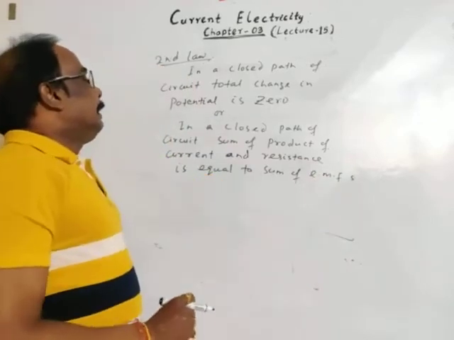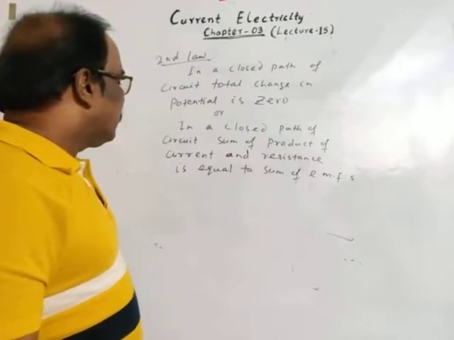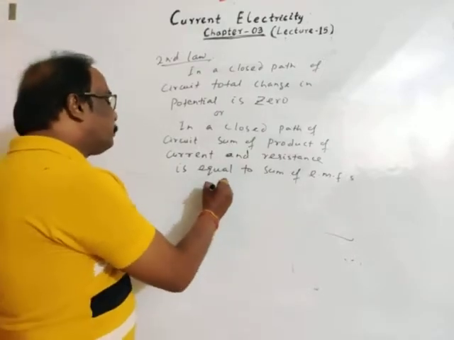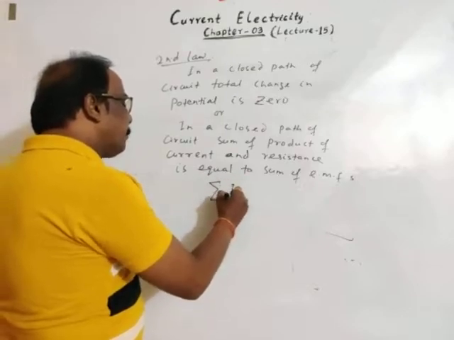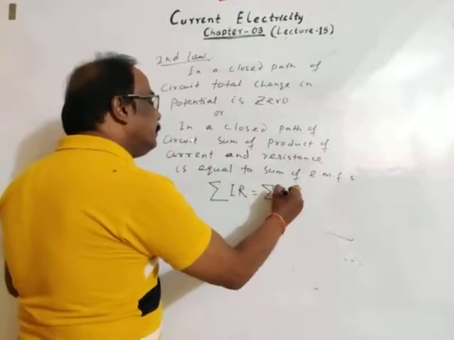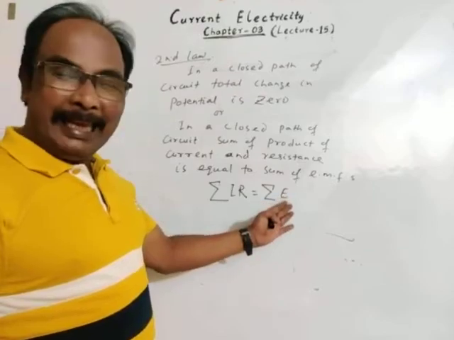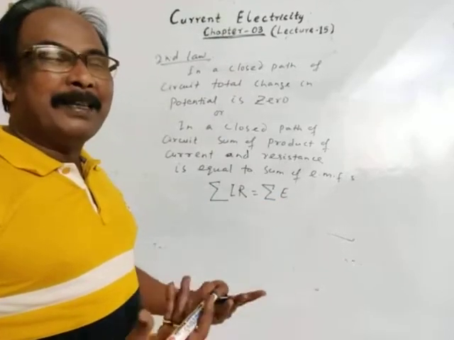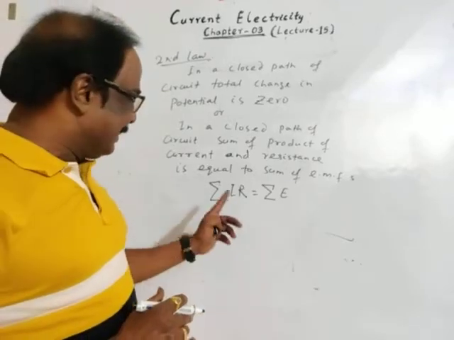In a closed path of circuit, the sum of the product of current and resistance is equal to the sum of EMF. In a simpler way, you may write the sum of IR is equal to the sum of EMF. If one cell is given, you may take E. If a number of cells are given, then you may take the sum of EMFs.